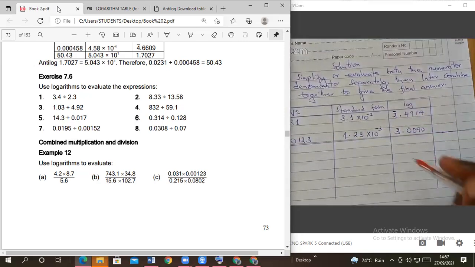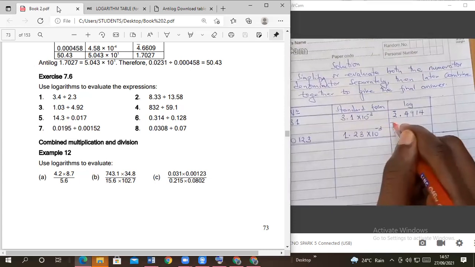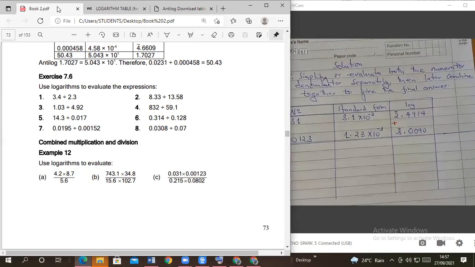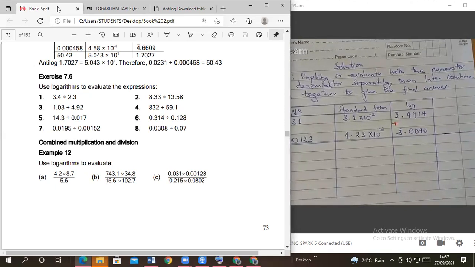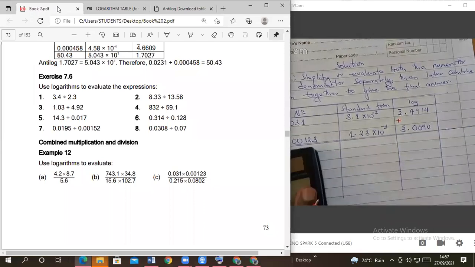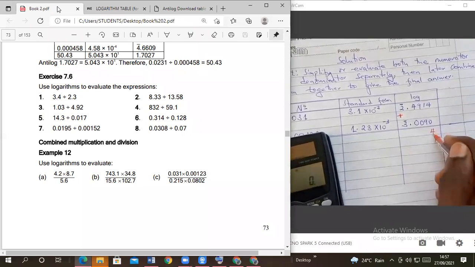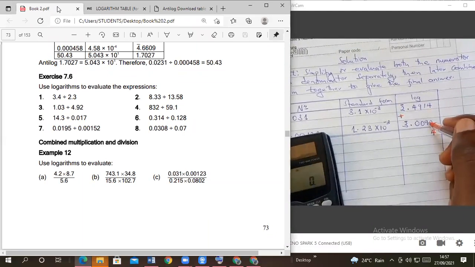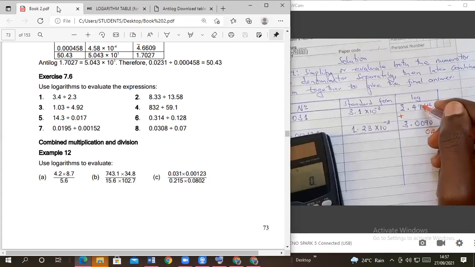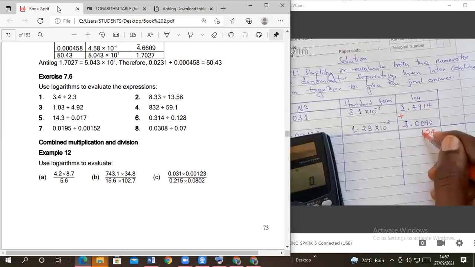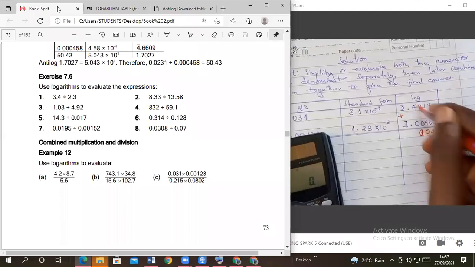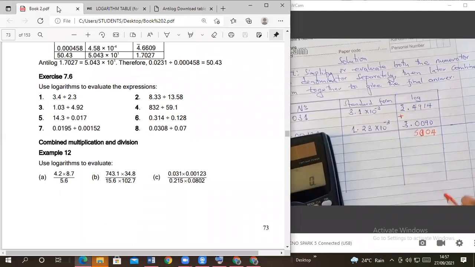Let's simplify this. What are we doing? We are multiplying. What do we do to the logs? We add. So 4 plus 0 is 4. Let me write with a red pen. 1 plus 9, we get 10. We write 0, we carry 1, so that one becomes 5.